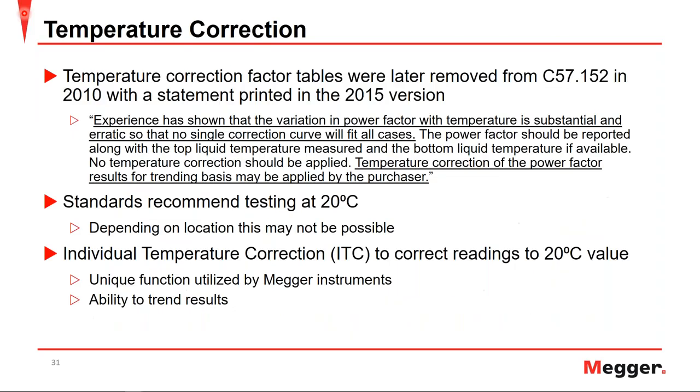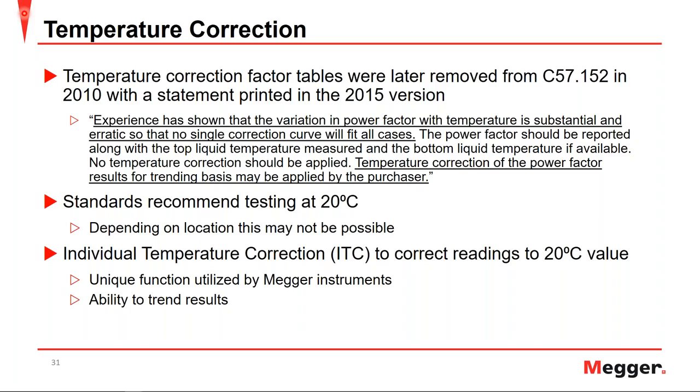Taking a look further into the temperature correction, tables were removed from the C57.152 standard in 2010, with a statement printed in the 2015 version, and you can see that below. I just want to take a look at the first and last sentence, where the first sentence states that experience has shown that the variation in power factor with temperature is substantial and erratic, so that no single correction curve will fit all cases. So that takes that out right there.